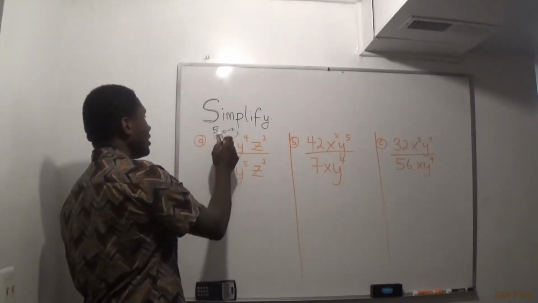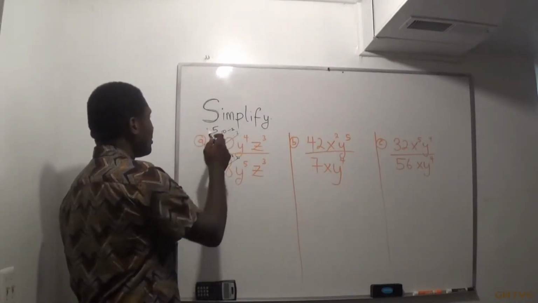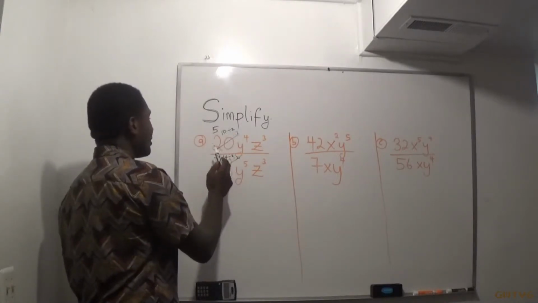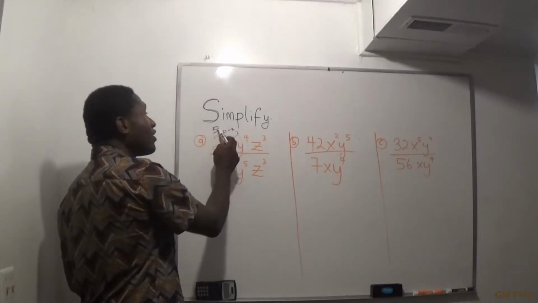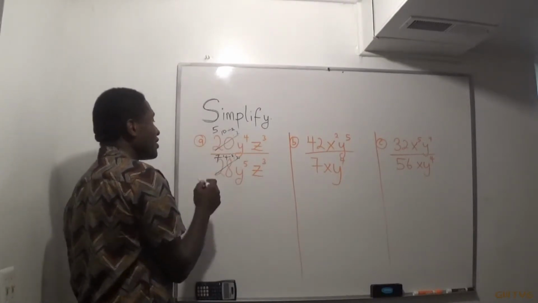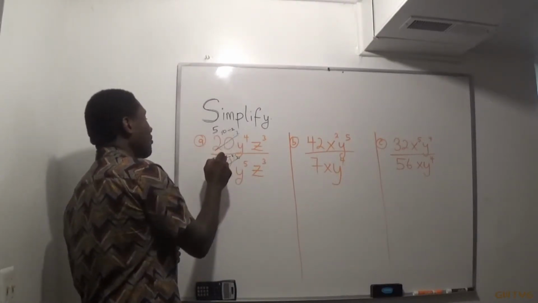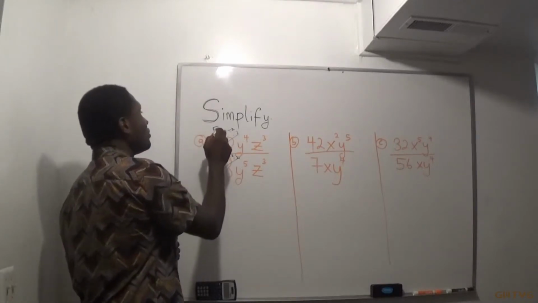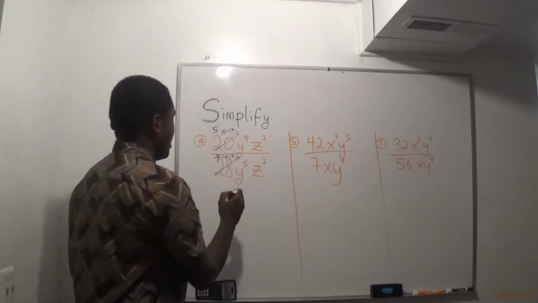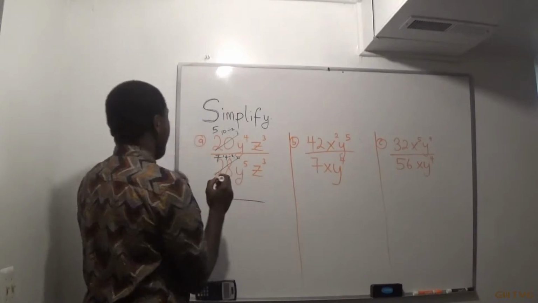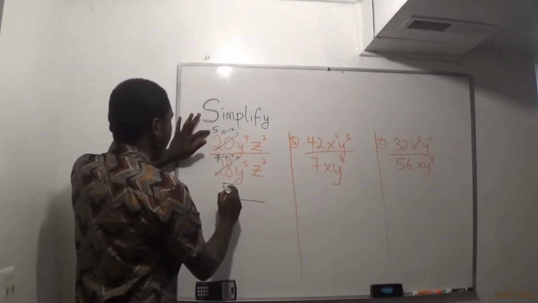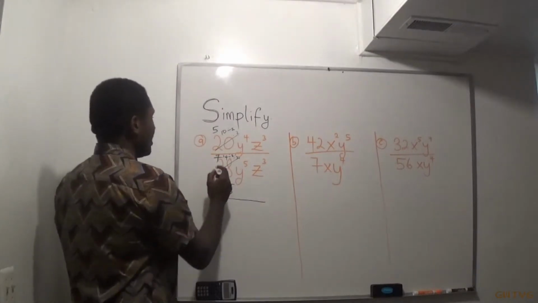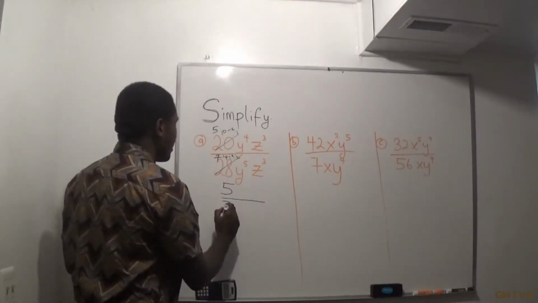Can I simplify these two? 2 cannot go into that. 3 cannot go into that. 4 cannot go into that. 5 can go here, but 5 cannot go into 7. So that means I cannot simplify this anymore. So it will stay as 5 and 7. So now this is what I have. The 20 is now 5. The 28 is now simplified to 7.